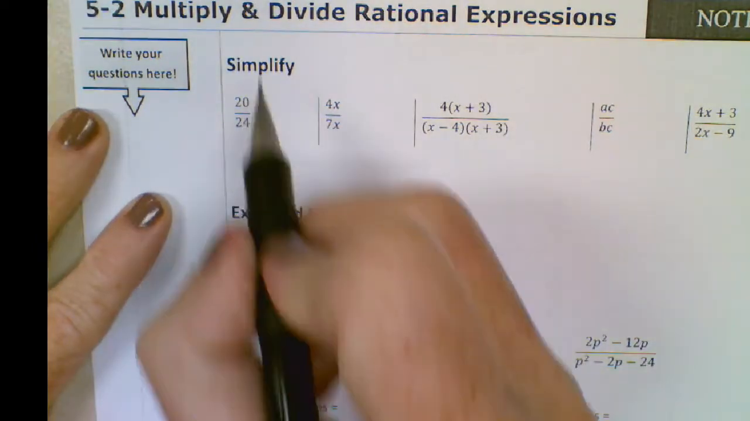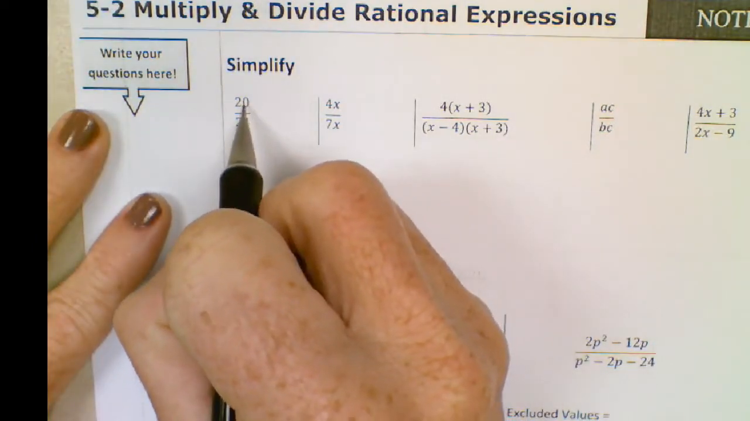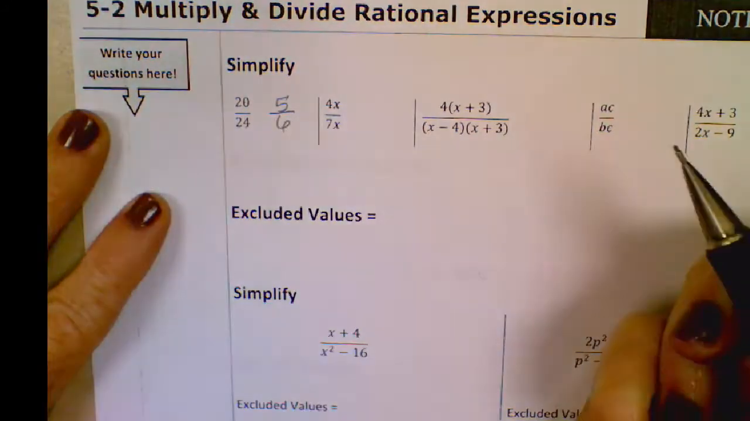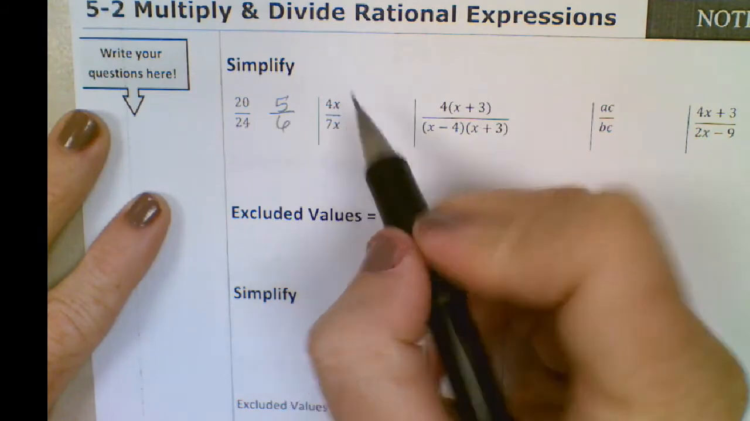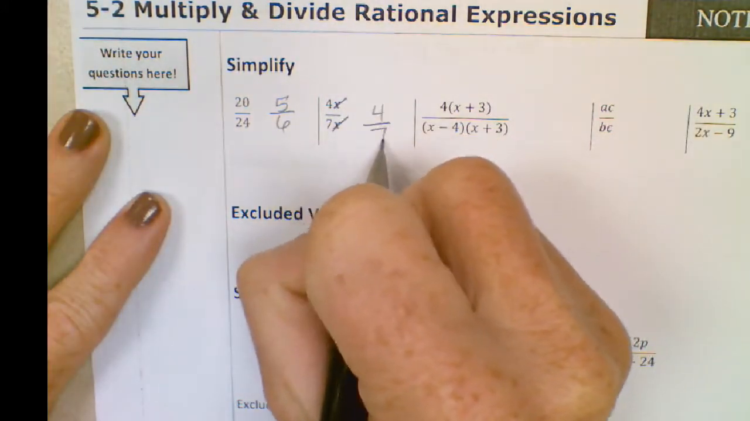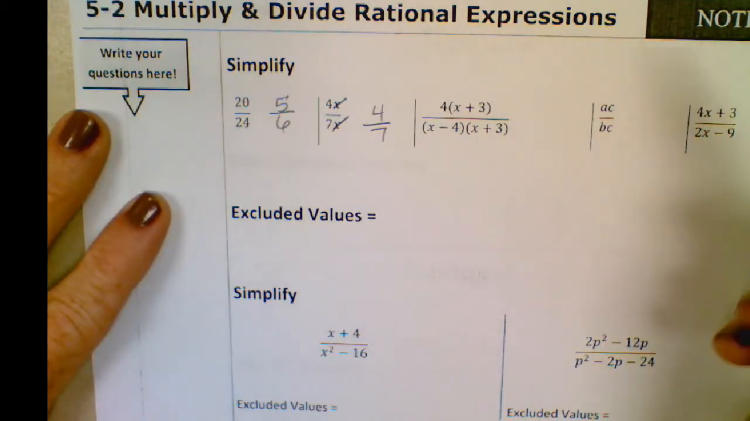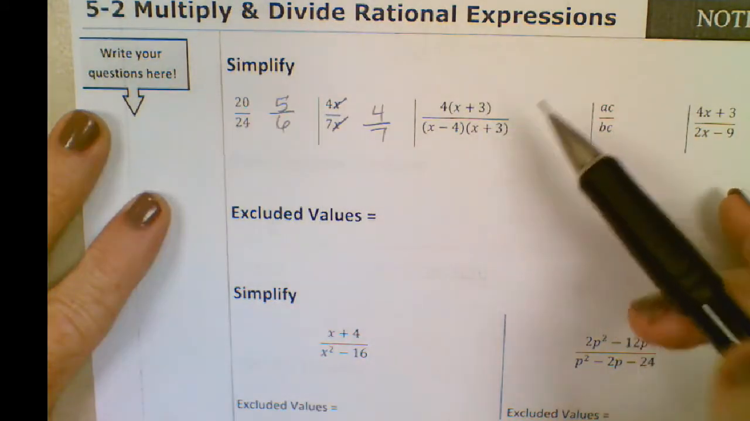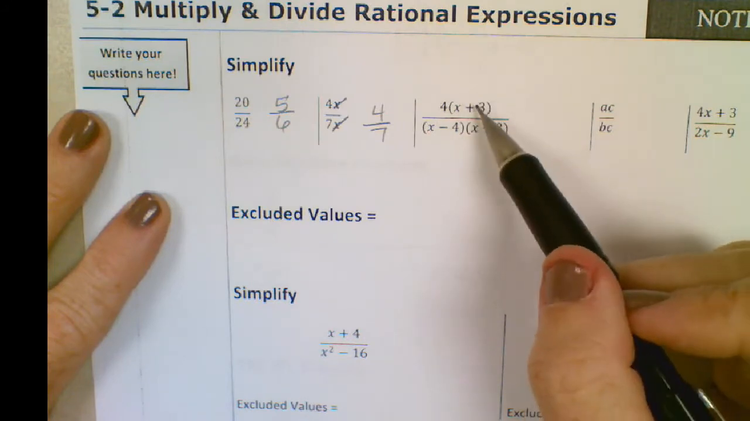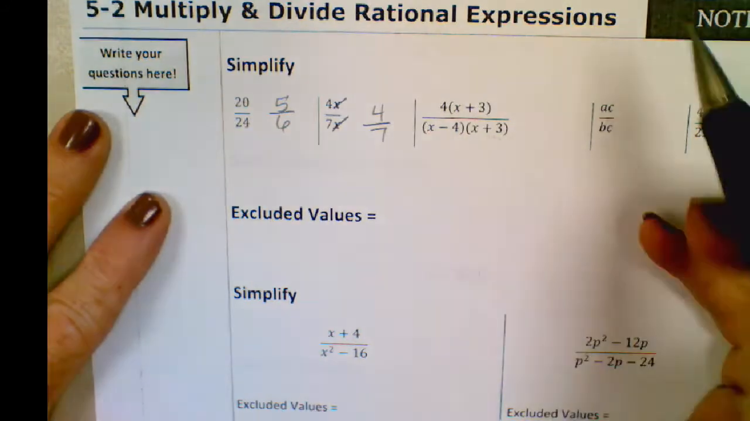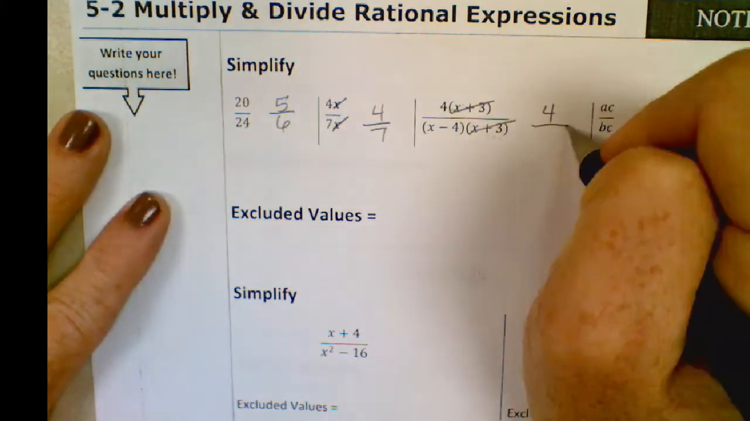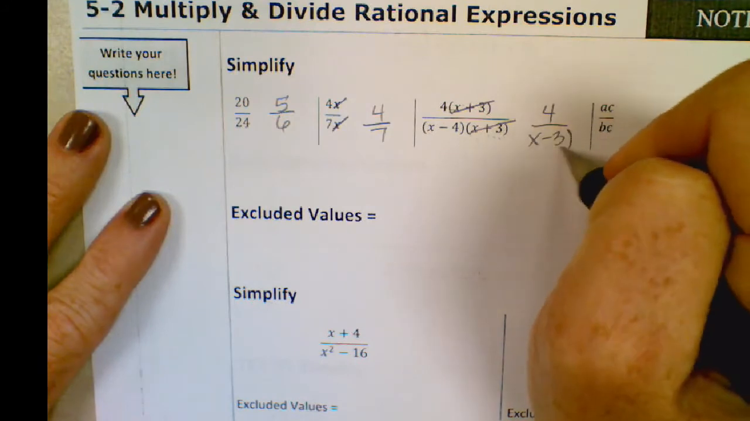So 20 over 24, that's a fraction that each of those can be divided by 4. So you reduce that to 5 over 6. 4x over 7x, the x can be canceled out in both those cases, so you get 4 over 7. Once you have an expression in factored form, you can cancel out any factor that occurs on the top and the bottom, because x plus 3 divided by x plus 3 is the equivalent of 1. So that can be factored out, and you would just get 4 over x minus 3.